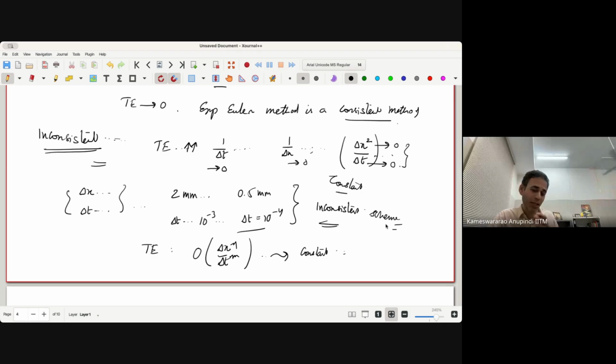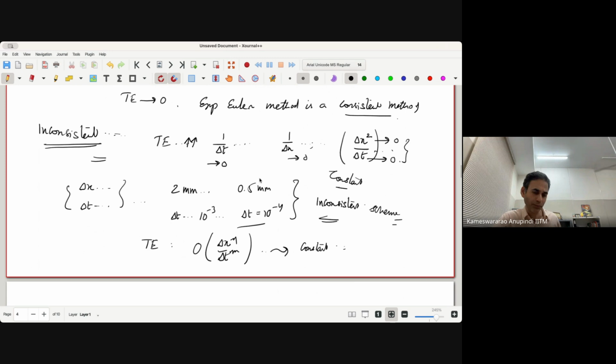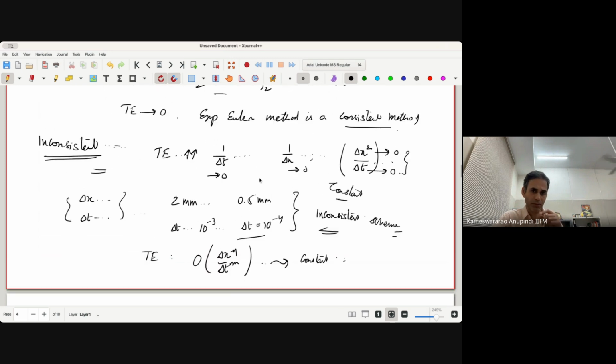In fact, there are such schemes in the literature which were proposed. Although some of these schemes have good properties, they are inconsistent. So we should not be working with inconsistent schemes, because you would not know why the error is increasing when you are making your mesh and the time step smaller and smaller. So that is about consistency for the explicit Euler method. Any questions so far? Questions or comments?